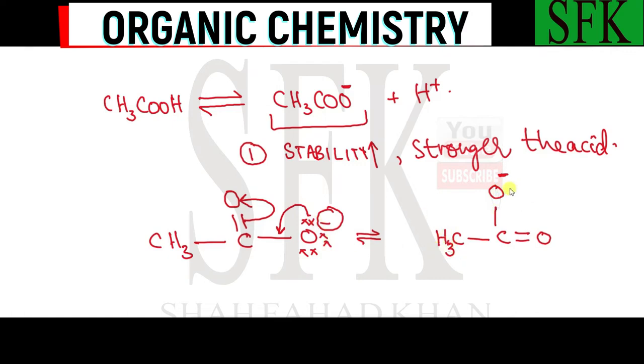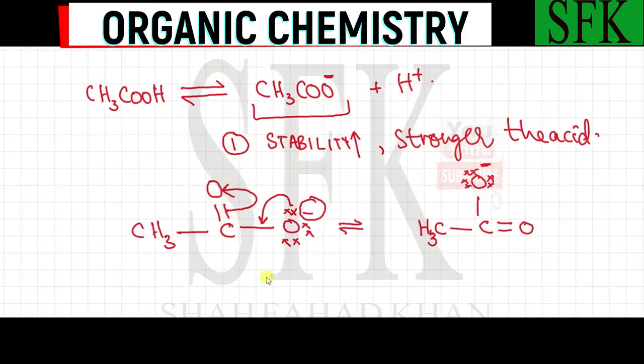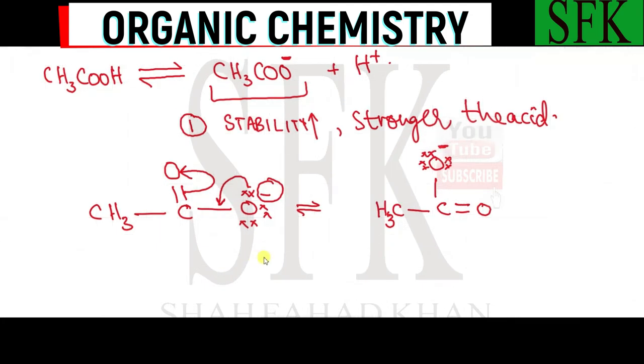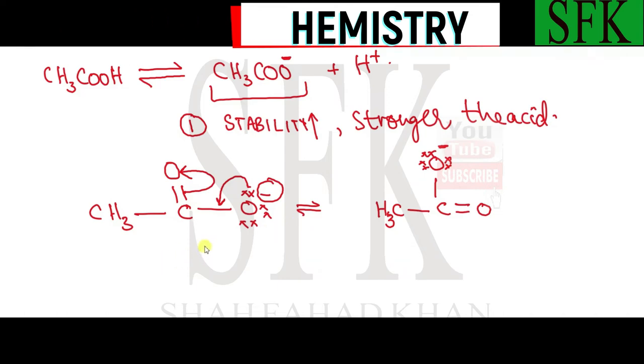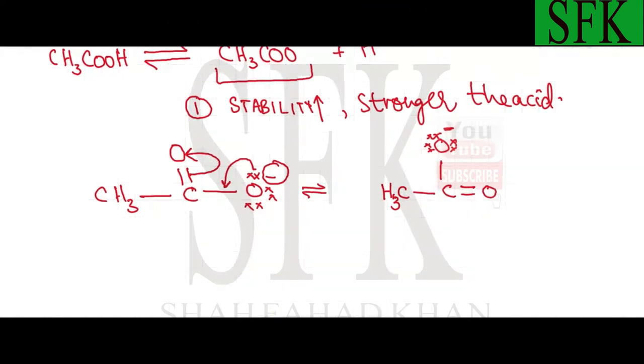This is the phenomenon that basically stabilizes this base. Now, this is the ethanoate ion. It is stabilized because of this negative charge. Now, how to put this answer into words? It's basically quite simple. The negative charge gets distributed.